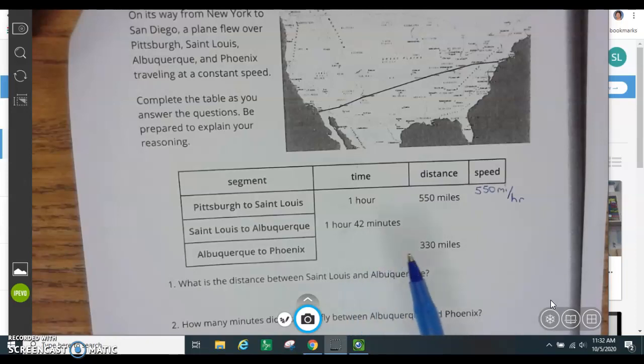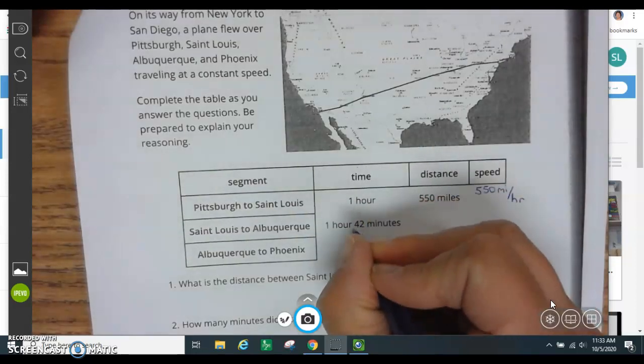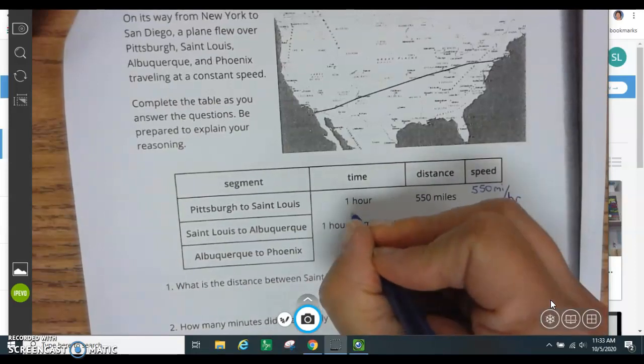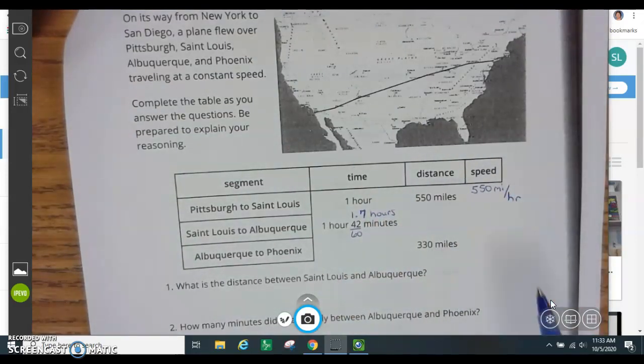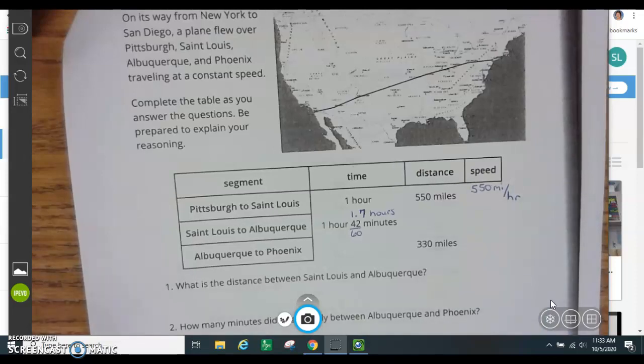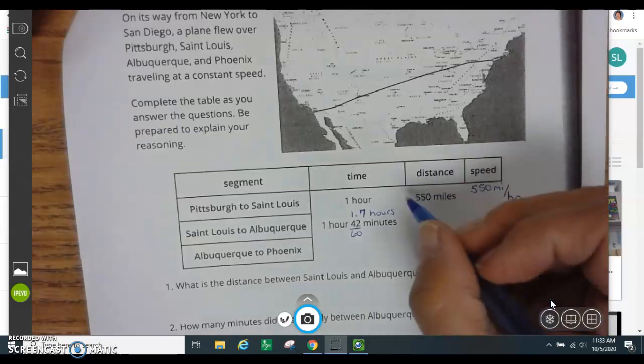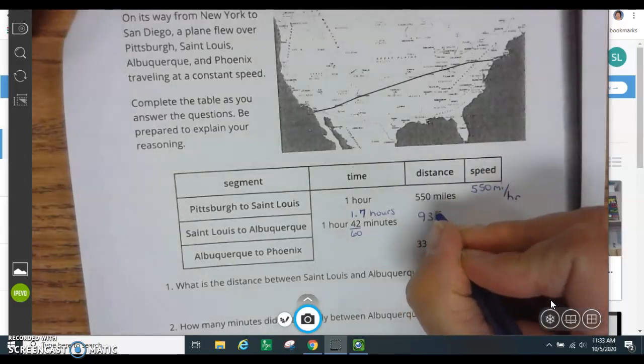So 1 hour and 42 minutes. What you need to do is figure out what that is as a decimal. So let's do 42 divided by 60, right? Because there's 60 minutes in an hour. And you get 1.7. So this is 1.7 hours. So how far would you go in 1.7 hours at 550 miles per hour? Well, you would multiply 550 times 1.7, and you would get 935 miles.